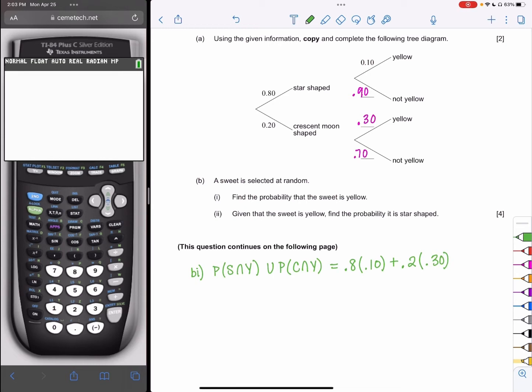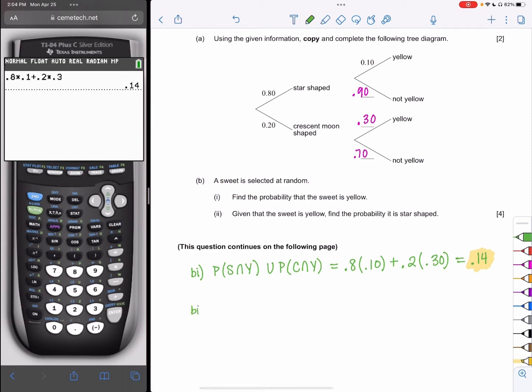All right. So once we do that, we have 0.8 times 0.10 plus 0.2 times 0.3, and we end up getting 0.14. So that is my answer for B part 1.